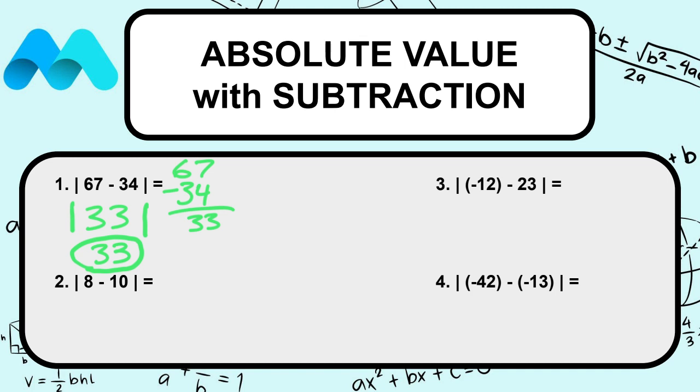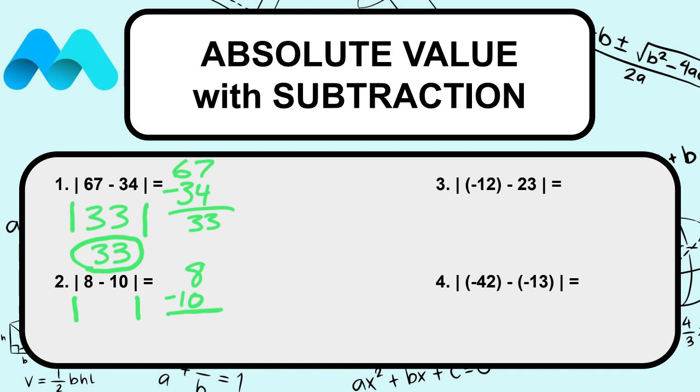Number 2 is the absolute value of 8 minus 10. All right, first step, just like in the last problem, we bring down our absolute value bars. Now we're going to do our subtraction, and this one's a little trickier, right? Because we have 8 minus 10. Whew, definitely a little tricky.